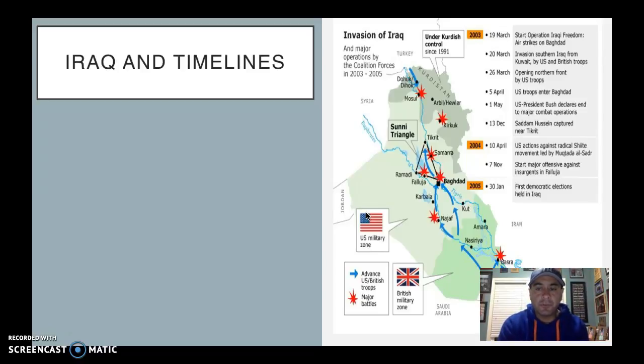As you can see, down below near Basra was the British military zone, and within the middle to the top of Iraq were all U.S. military zones.